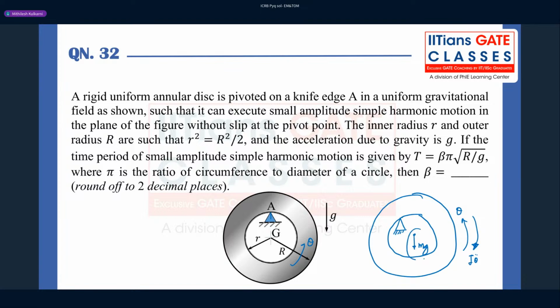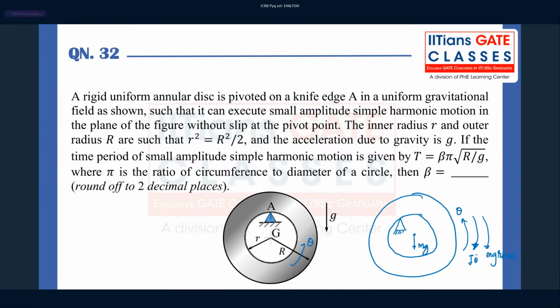And this mg, you can clearly see, will also create a clockwise moment. I will write here mg, and the component will be r sine theta, because we are rotating it by theta angle, and from the pivot the distance is r. So the sine component of r is the perpendicular distance. So mg r sine theta is the clockwise moment.